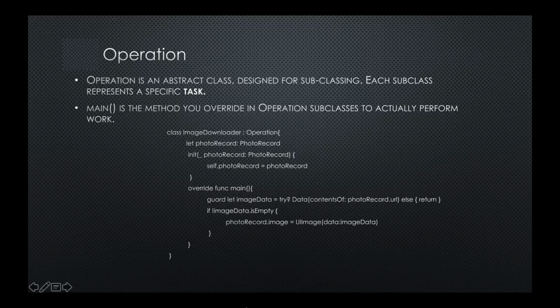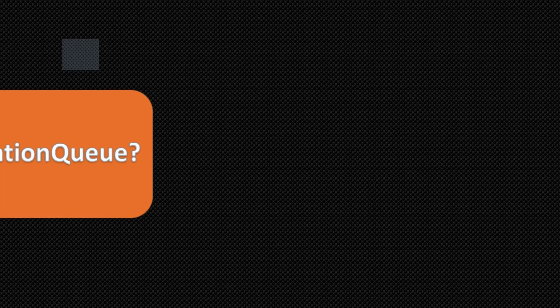Over here we have an example, class ImageDownloader, which is extending the operation class, and then we have PhotoRecord, and we are initializing the PhotoRecord, and then in the main function we are calling some URL to get data and then process that data. So you're doing multi-threading in the main function.